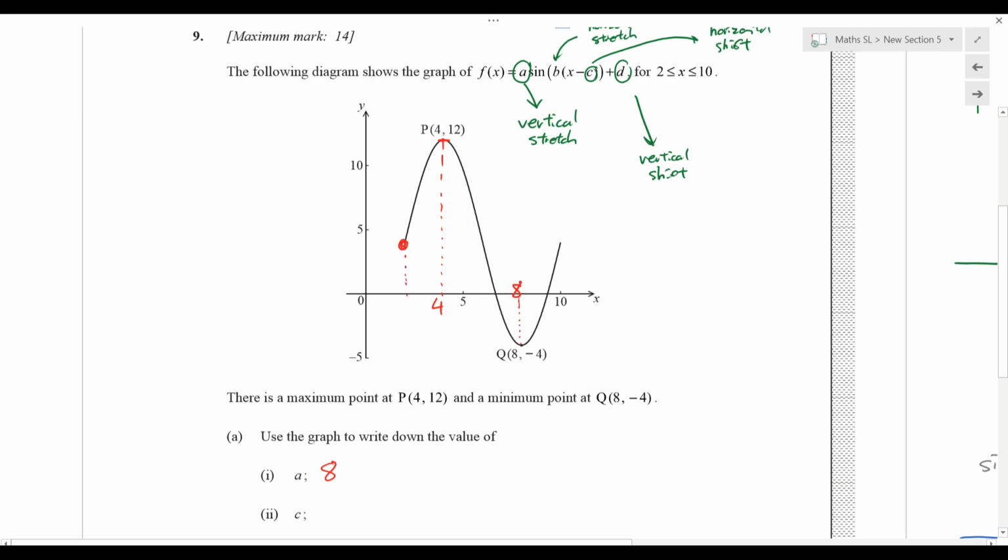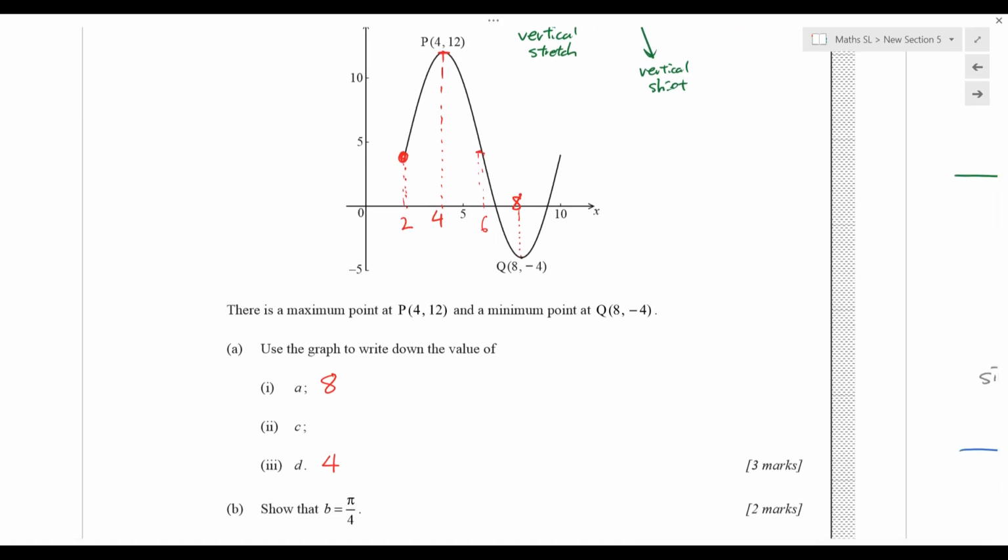Well, because this is symmetrical, we know that the midpoint between 4 and 8 is 6, and therefore this point must be 2. This is logic. Alright, so because of this, we can tell that C is simply 2. Alright, that was the easy part.